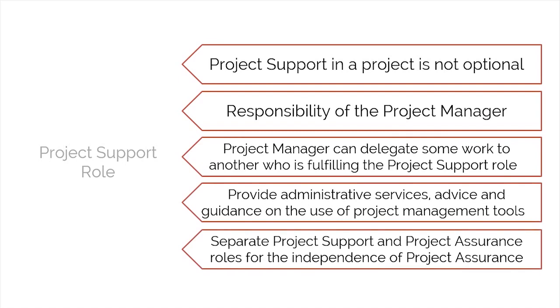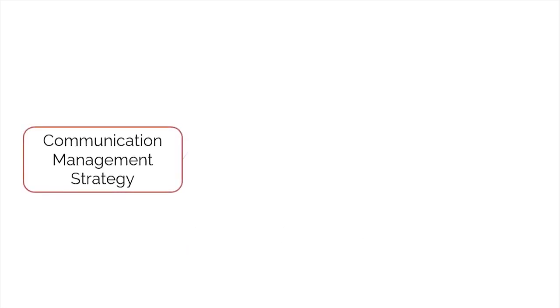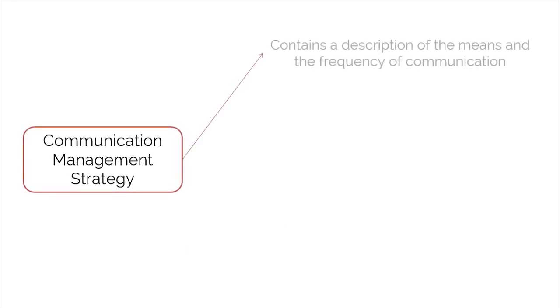Next, we'll be discussing communication management strategy. The communication management strategy should document the frequency of communication, which includes the means and details of communication between the project and the project stakeholders as required by the project board. It additionally contains a description of communication to parties both internal and external to the project.